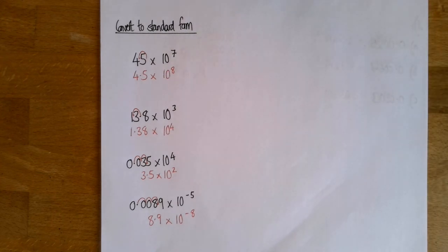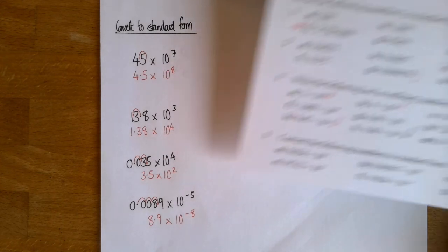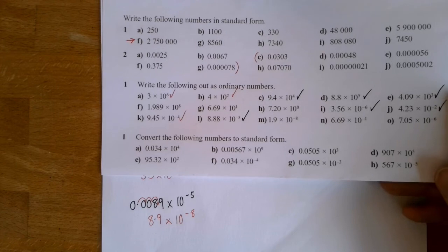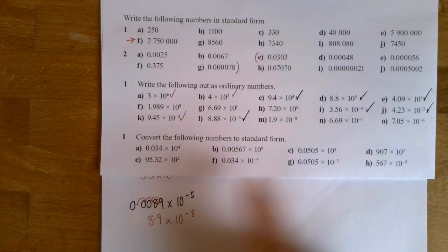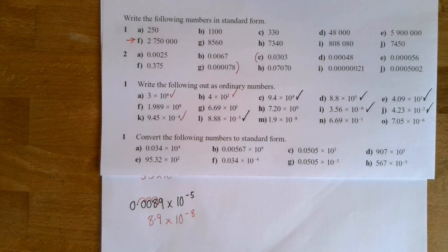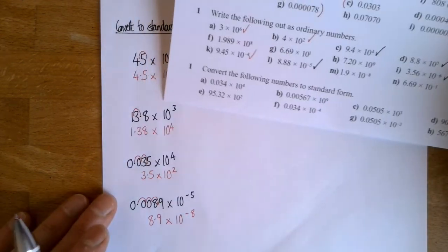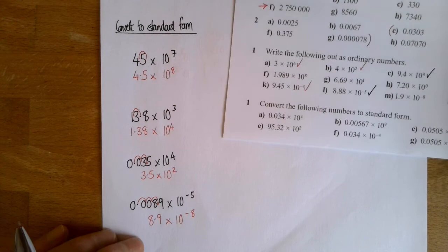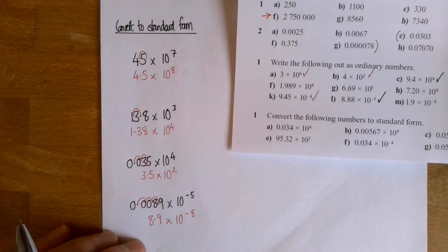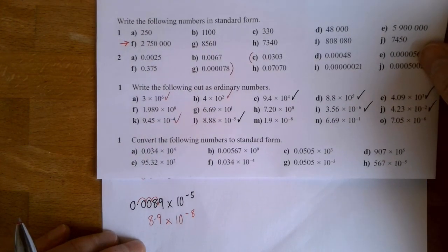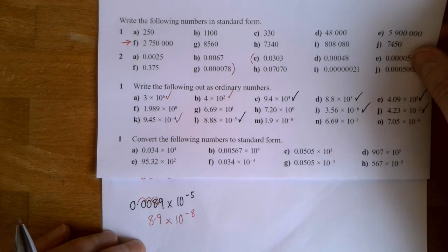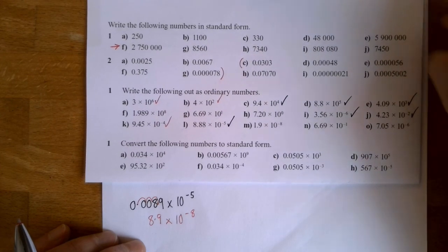So the last thing I want you to have a go at on the sheet are these questions at the bottom, where you've got to adjust the numbers so they're written in standard form. I'd like you to have a go at all of those. I haven't done any of them here, but they are pretty similar. Include that in your submission.